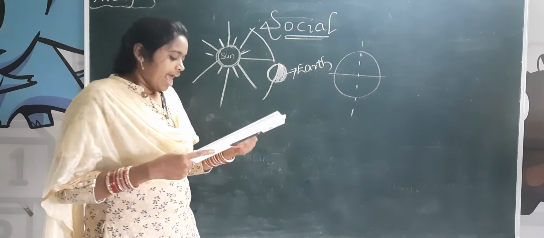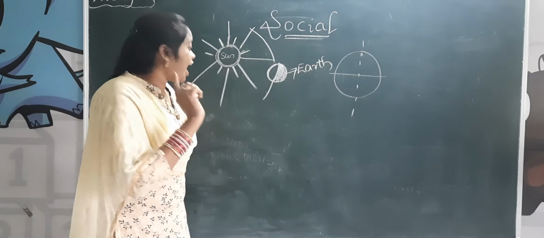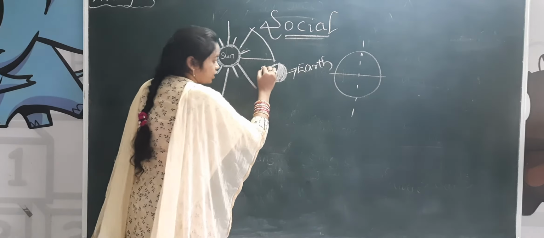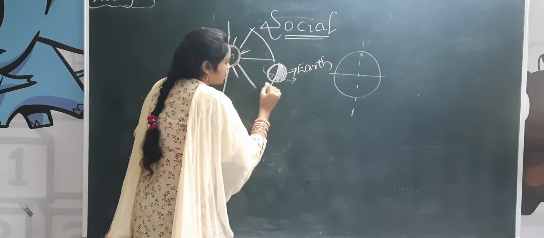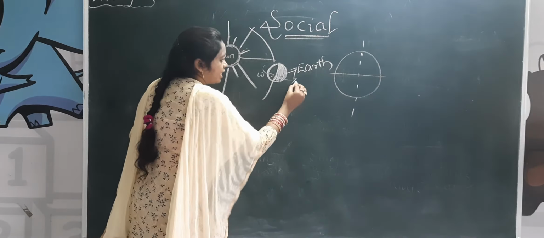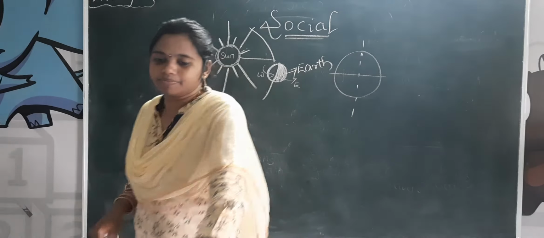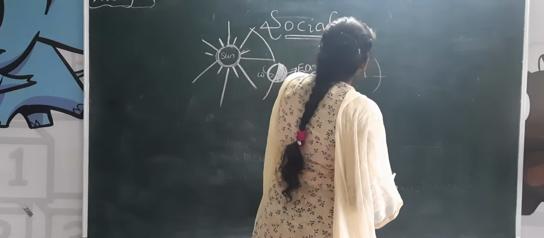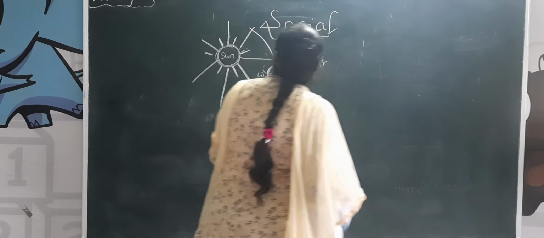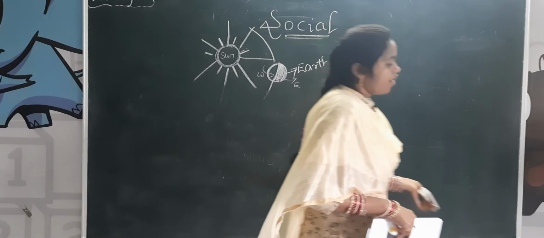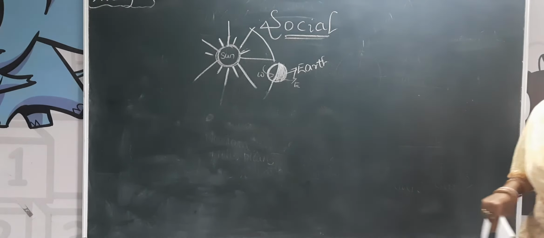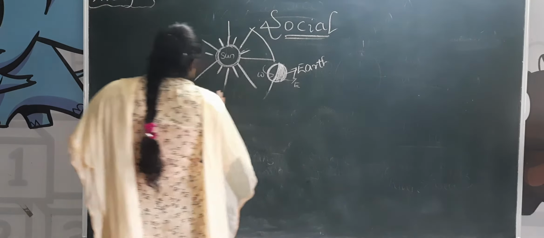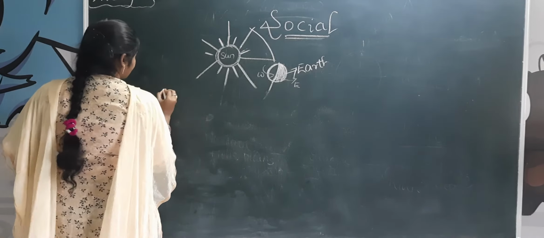So Earth rotates from west to east. I have already told you, west to east direction. In these lines you have to write from west to east direction. Here I will write the answer. If you have written it, check that answer once. Otherwise, try to write the answer.